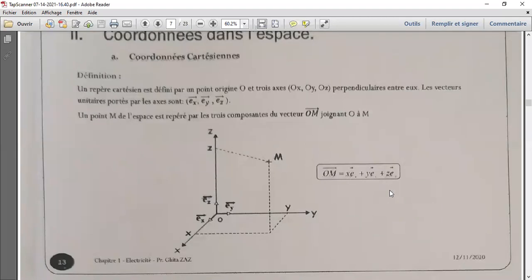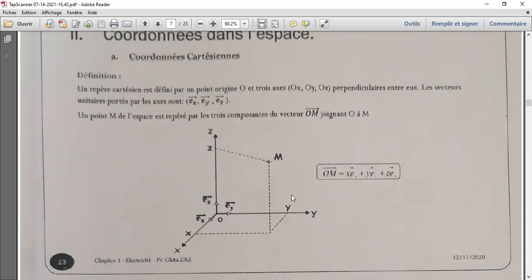Here, you don't have to know this diagram and all that. Basically, they don't ask you to come up with a diagram. You just have to know whether this point is in space or in the plane. If this point is in the plane, you know that you are just dealing with X and Y. And if this point is in 3D, or in space, you know that you are dealing with X, Y, and Z. So you add X, Y plus Z.